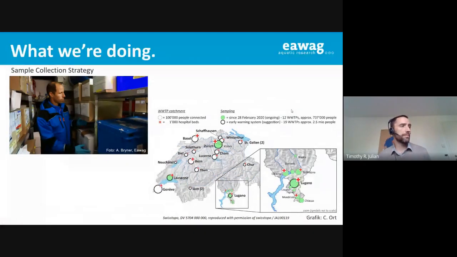But what we're actually doing is we have a sample collection strategy where we have a number of wastewater treatment plants, including in Ticino, where the outbreak started, where we're collecting wastewater with quite high frequency, at least 3 times a week. We started this on February 27th, which was 2 days after the first case was reported in Switzerland, and it was in Ticino. We started collecting at a lot of the wastewater treatment plants in the area. We also immediately started collecting at Zurich and at Lausanne, which was the location of the wastewater treatment plants closest to the 2 institutes, EPFL and Eawag, most involved.